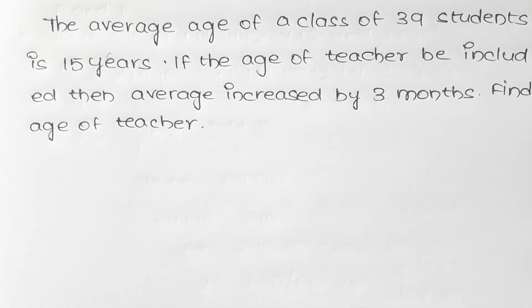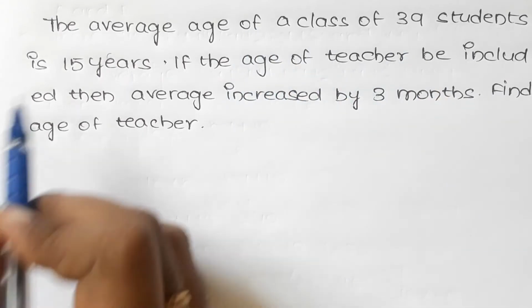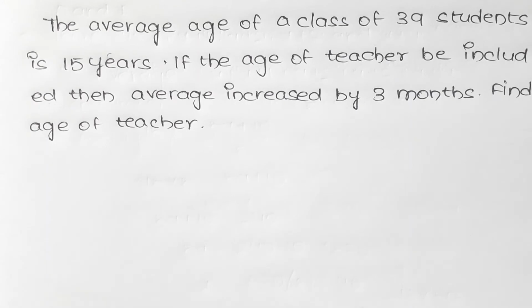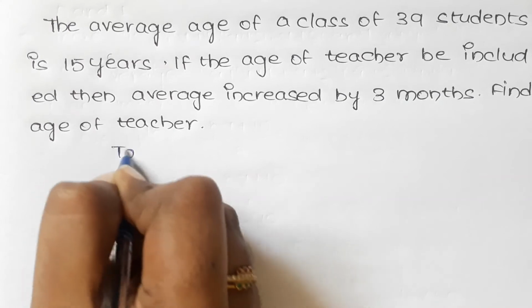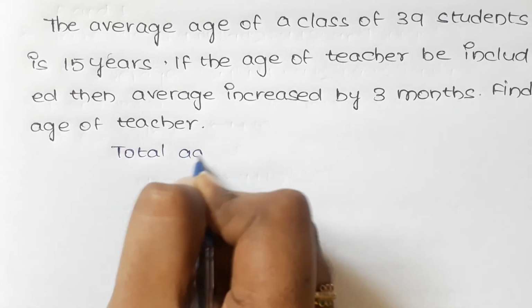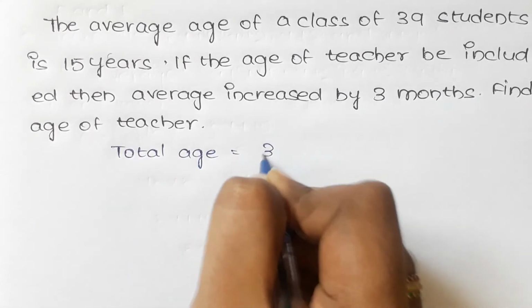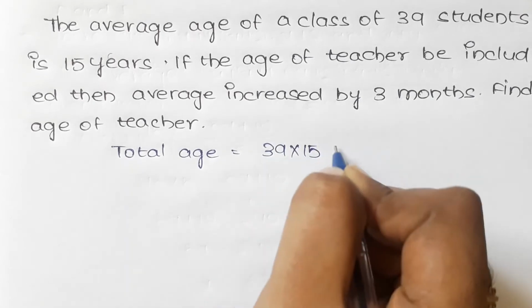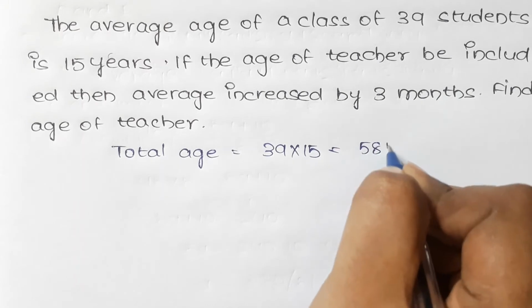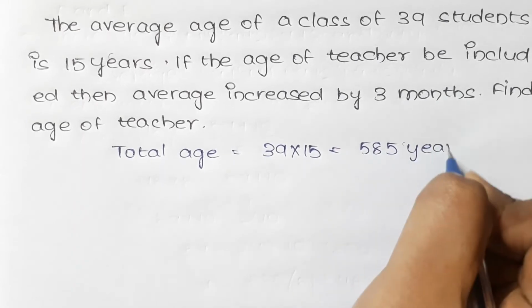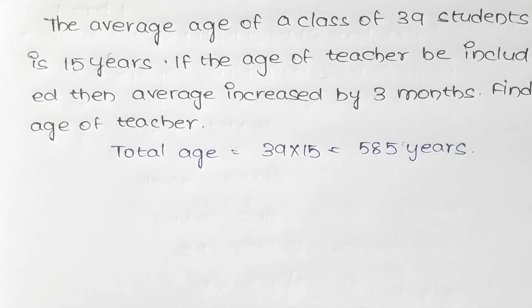Here in total we have 39 students and the average is 15 years. And the total age of 39 persons is 39 into 15. When we multiply this, we will get 585 years. That is, the total age of 39 students in a class is 585 years.